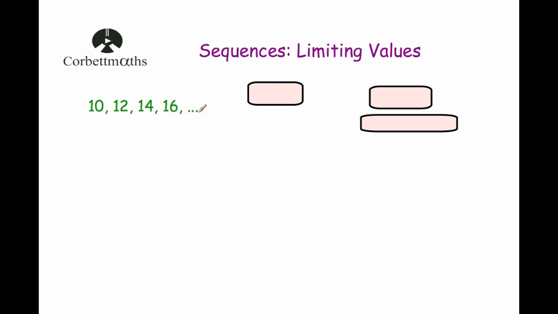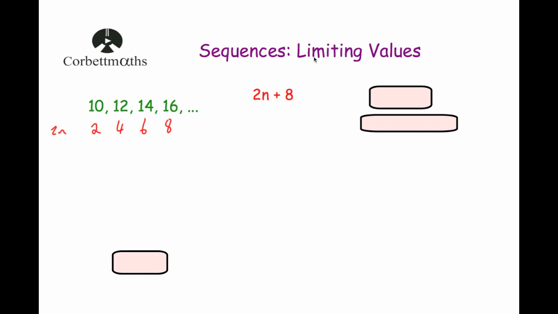In this video we're going to look at a level 2 further maths topic called limiting values. So here we've got a sequence and the first term is 10, the second term is 12, the third term is 14 and the fourth term is 16. If we were asked to work out the nth term for the sequence, because it's getting bigger by 2 each time, we would write 2n, and 2n would be 2, 4, 6, 8, and each time we're adding 8, so the nth term for the sequence would be 2n plus 8.